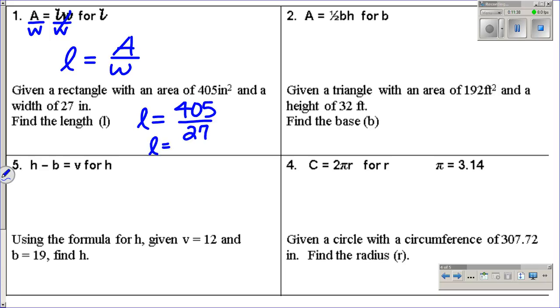And we'll calculate that, 405 divided by 27. That's going to simplify to 15. So our length equals 15 inches.